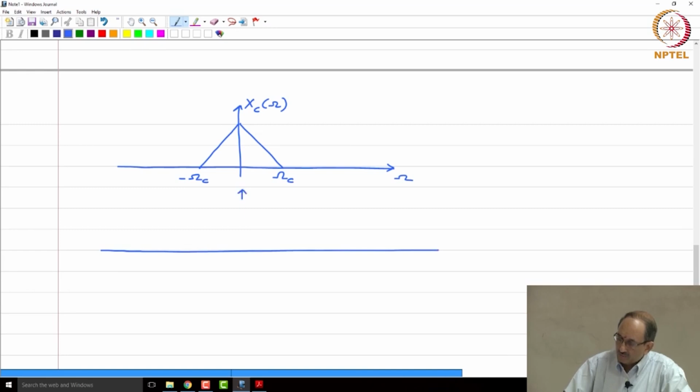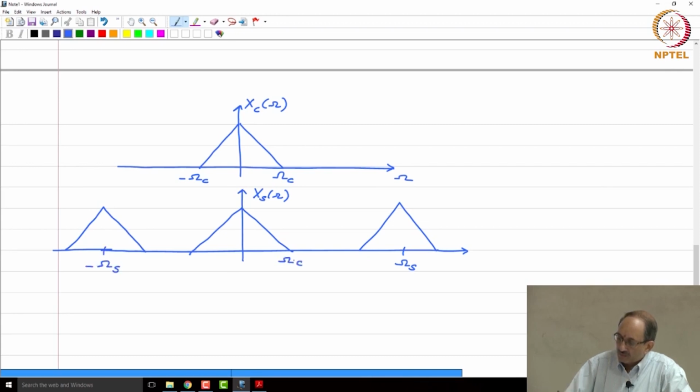And then what you have is Xs of omega, which is the periodic repetition of Xc of omega, the periodic repetition being at omega s. I am just showing a couple of copies, the fundamental and the copy to the left and the copy to the right. So, this is omega c, this is minus omega c. The other important thing that you have to keep in mind is the scale factor of 1 over T.